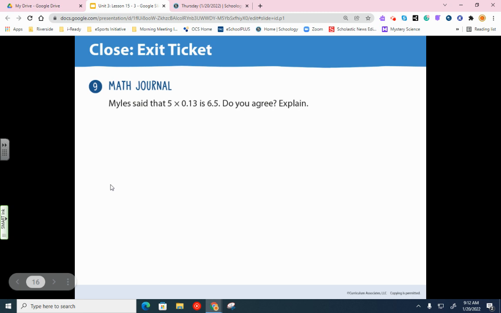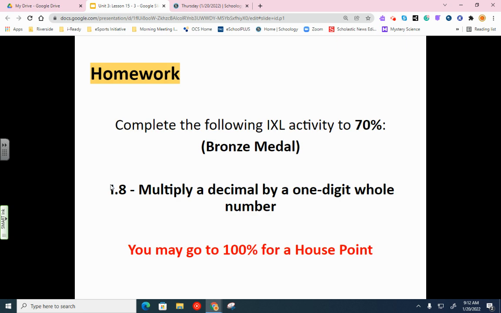All right, so for this IXL, I'd like you to work on I8, multiply a decimal by a 1-digit whole number. We're going by the standard 70% to get full credit, and then 100% for mastery. Okay, and a house point.